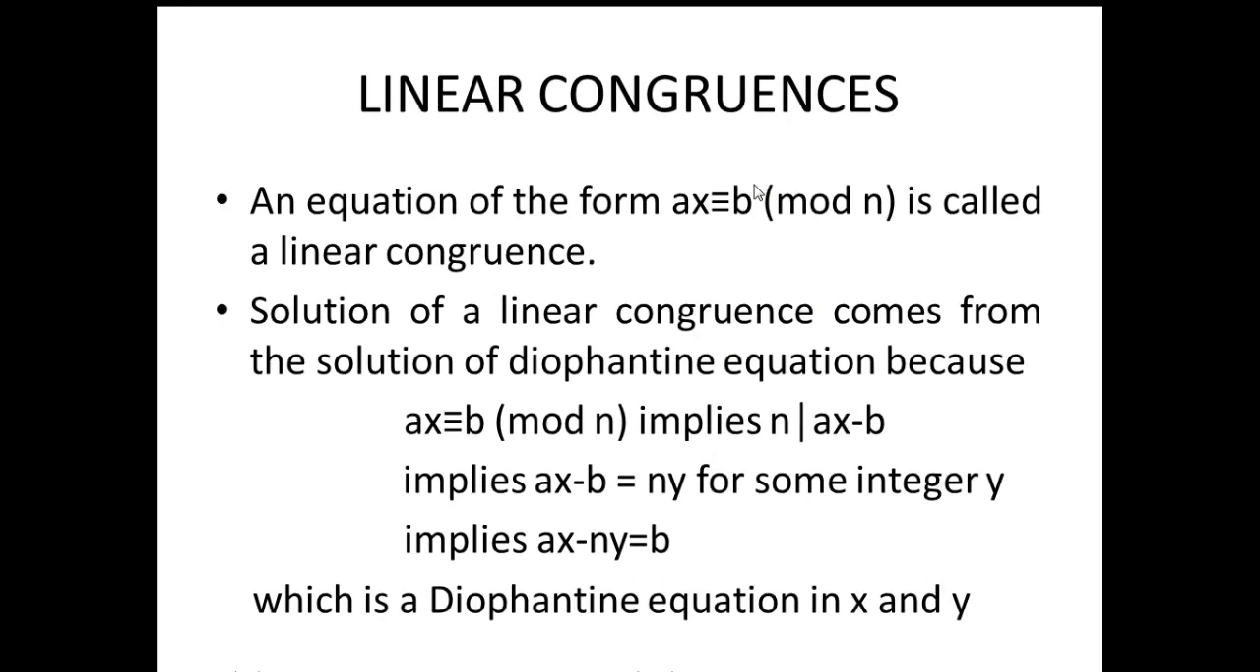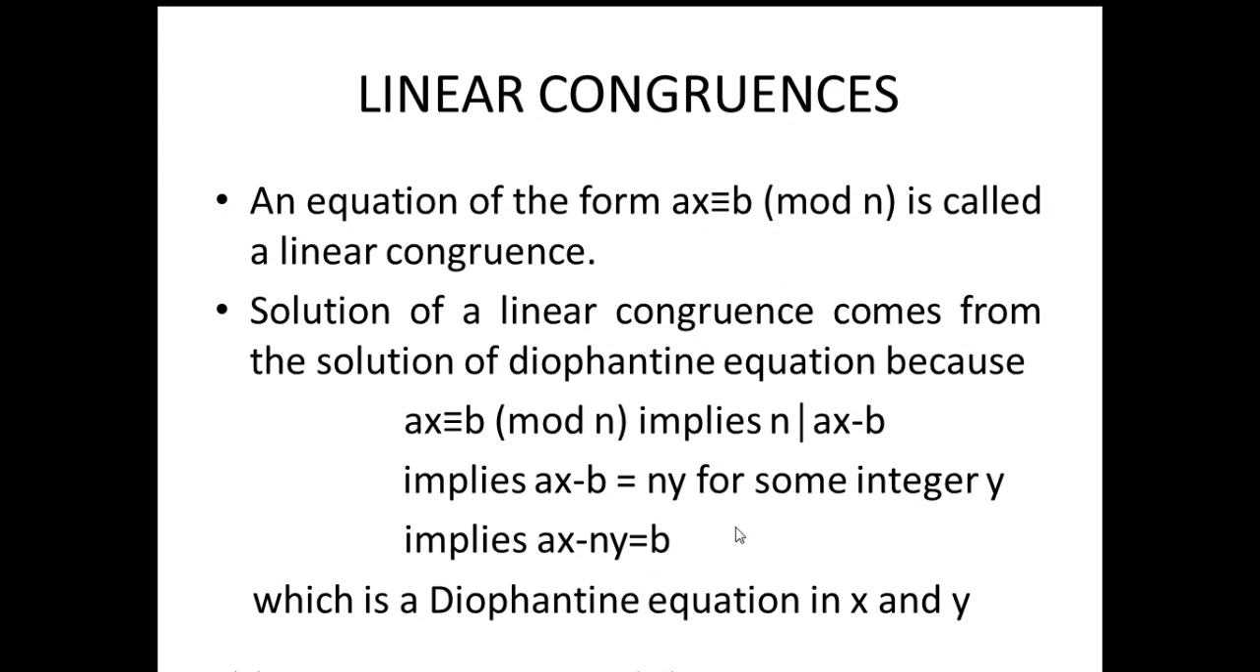Next topic is linear congruences. An equation of the form ax congruent to b modulo n is called a linear congruence. The solution of a linear congruence comes from the solution of a Diophantine equation, because this congruence implies that we have ax congruent to b modulo n. That means n divides ax minus b, and that means ax minus b can be written as n into something.